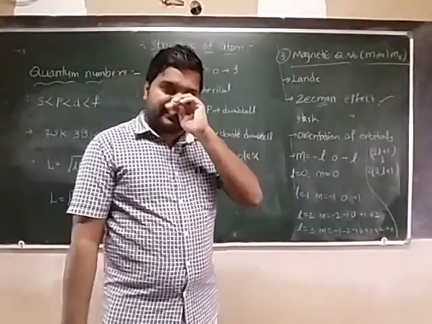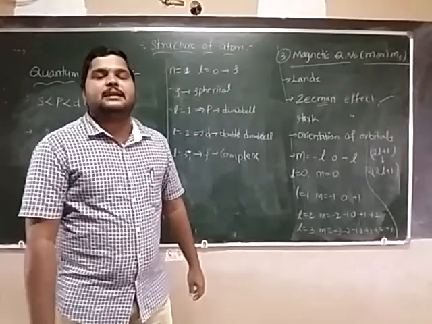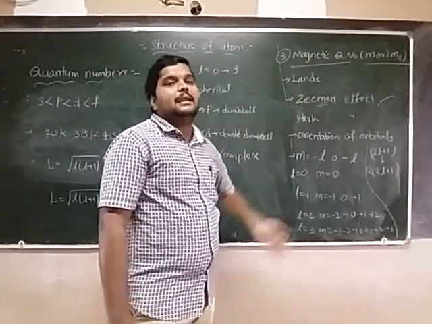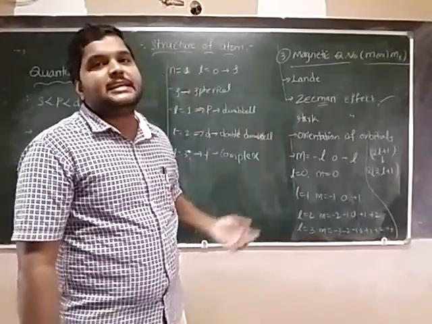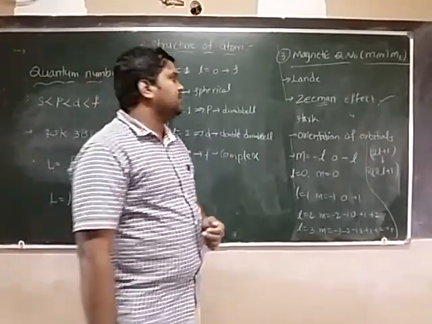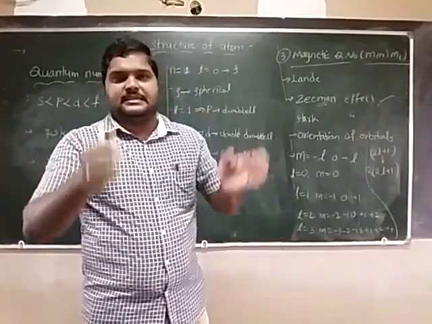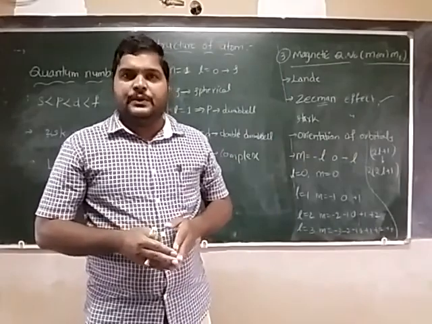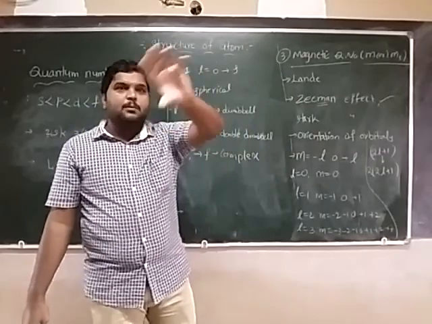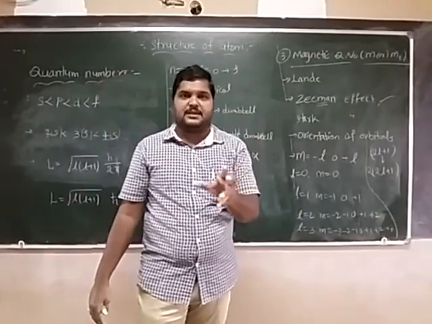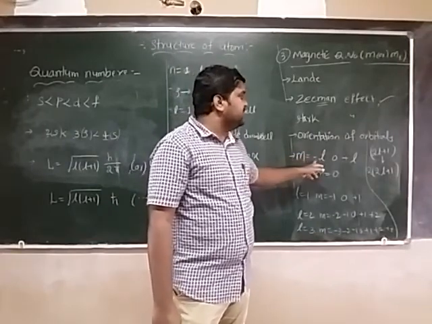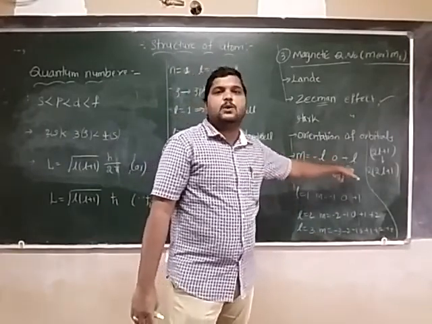So the magnetic quantum number mainly explains the Zeeman and Stark effect. The magnetic quantum number was given by Landé. It mainly explains the orientation of the orbitals, how they are present around the nucleus, their shape, and how the probability density of the electron is present. And next, the values of m lie between minus L, 0, plus L.